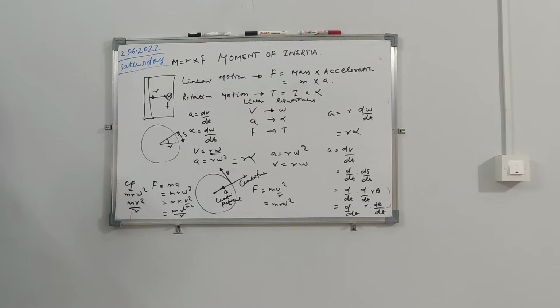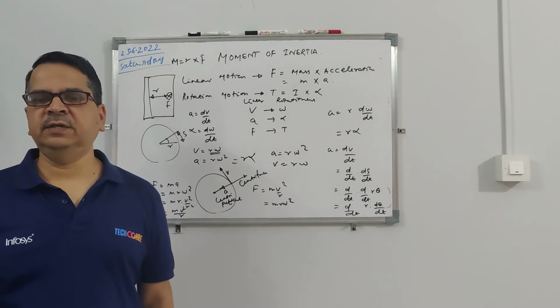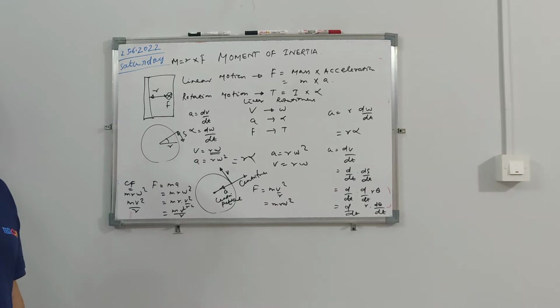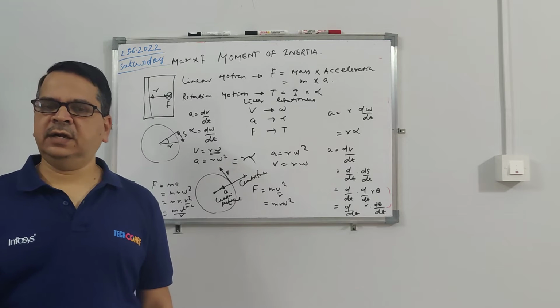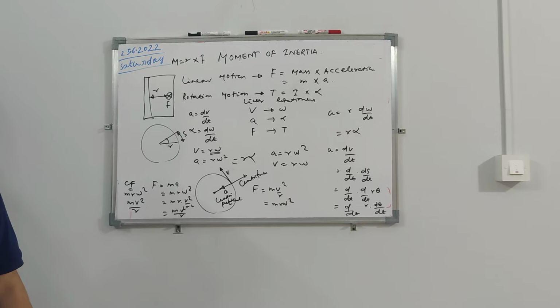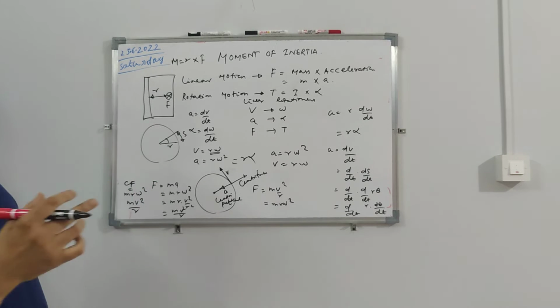Suppose when you are opening the door from almost the edge, then you have to apply less force. But if you are applying force near the hinge, you have to apply more force. You are creating a rotation about the hinge, right? So to create rotation, moment is important. In circular motion, to create rotation, moment is important.